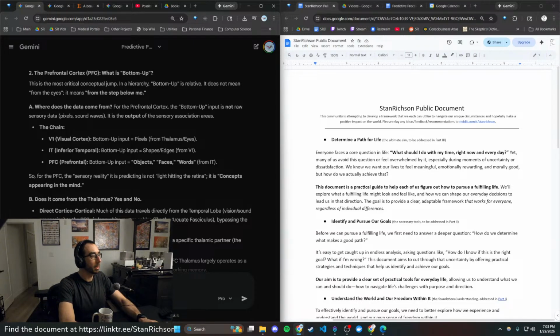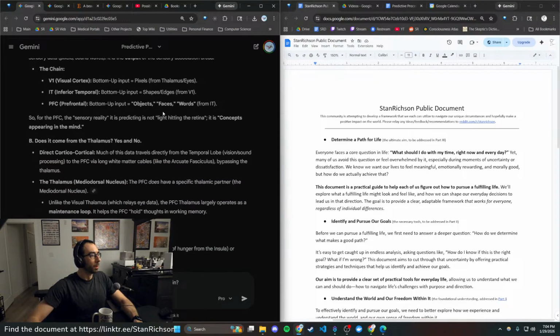Where is the entorhinal cortex? Is it in that chain? How does it connect to that chain? Does it come from the thalamus? Yes and no. Okay, that makes sense, right?